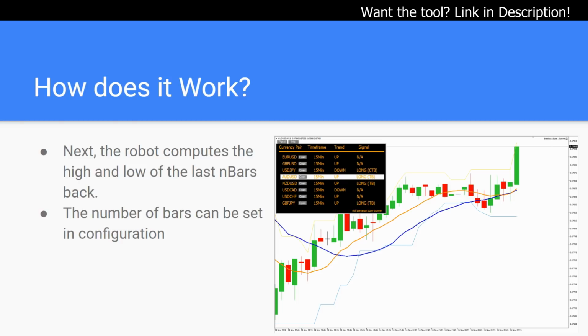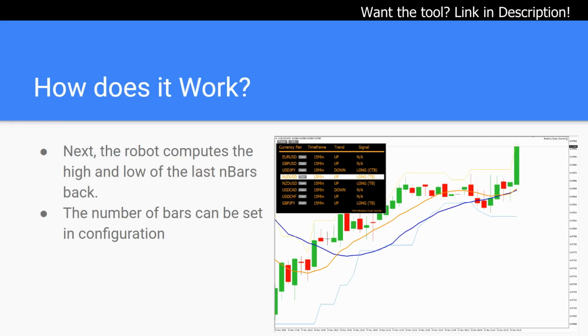The robot computes the last N number of bars. You could set this to whatever you want. By default, it's at 7. You can change it to 10, whatever you'd like. And what this is going to do is it's going to find the recent high and the recent low of the range. Now, when price starts to break out of this range, that is what's going to give us a signal.